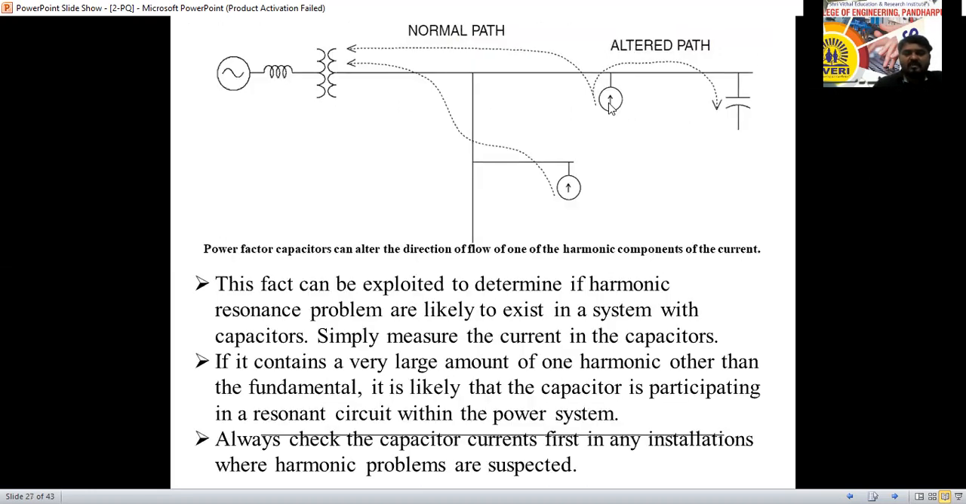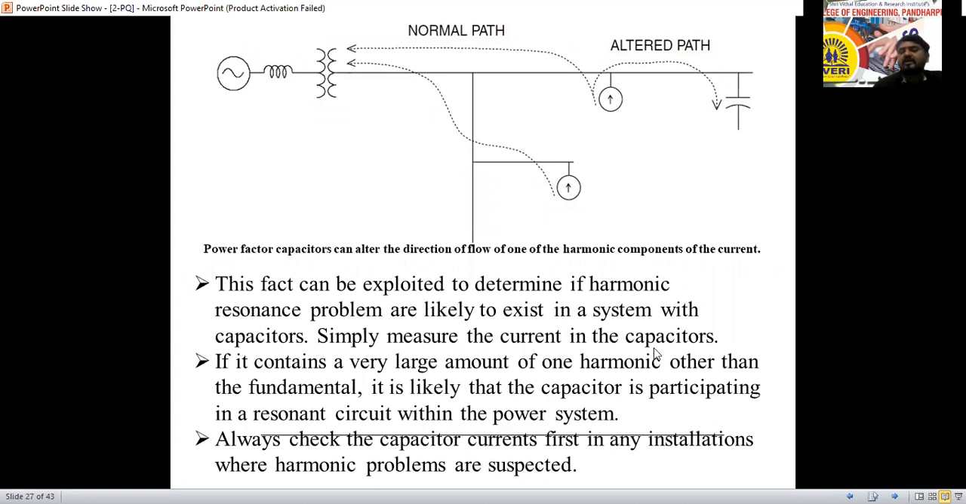This is the normal path here from the load, and here the source is transferring. Somewhere they have mentioned that it contains a very large amount. This fact can be exploited to determine if harmonic resonance is the problem. Resonance problems are likely to exist in a system with capacitors. How do we identify that?